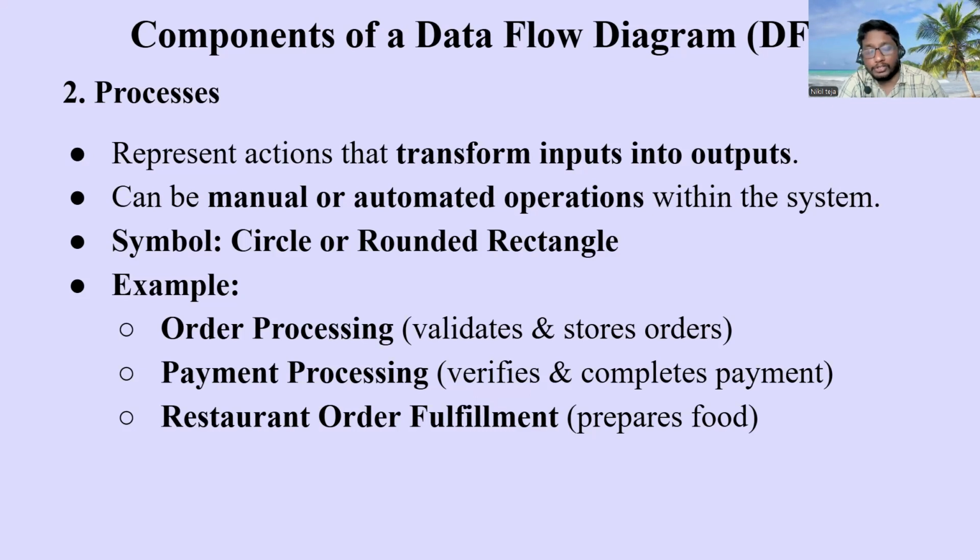Say, for example, order processing. We are giving some input, that I want this order, and the system is giving me the output that this order is processed. So even that is one of the processes, right? Order processing is one of the processes. Payment processing is one of the processes. I'm entering some money, the system took some money, and it has generated some output, that is nothing but a receipt. That is a process, right? Next is restaurant order fulfillment. Even that is one of the processes. Processes will be represented with the help of circles.